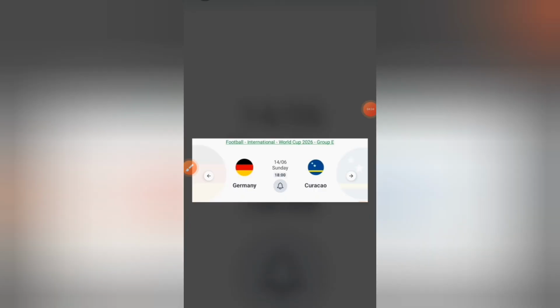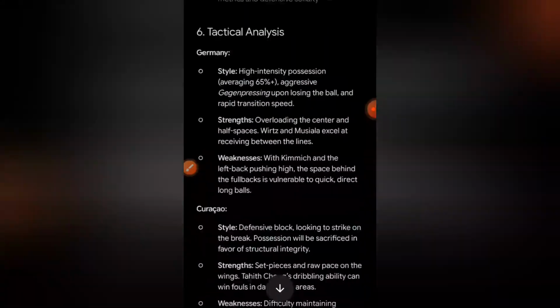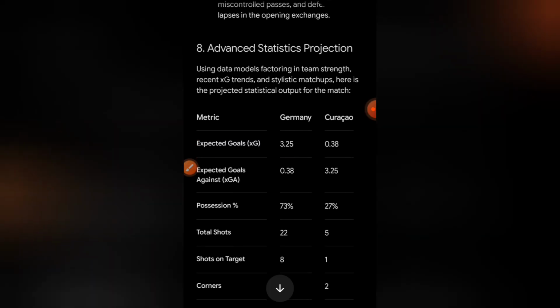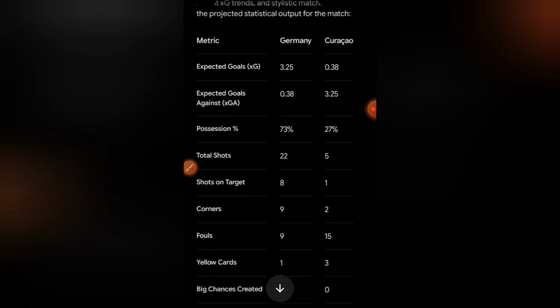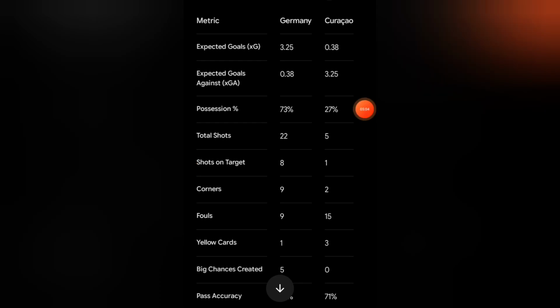So if you have been following us on most of our predictions on this 2026 World Cup, you will note that we always have different segments for this particular prompt, and we always look into the advanced statistics projection. This is where we get insight on the possible total shots that should occur in that particular match, or maybe fouls, yellow cards, and so many more like that. So in this match, naturally we are expecting more than 2 goals, and when it comes to total shots, we are expecting more than 22, 23, or 24.